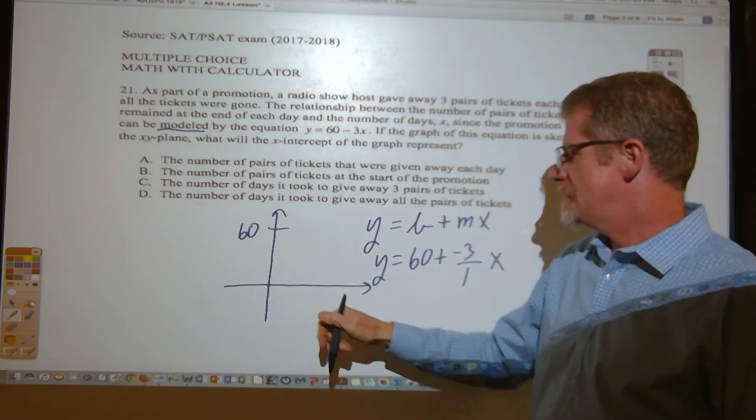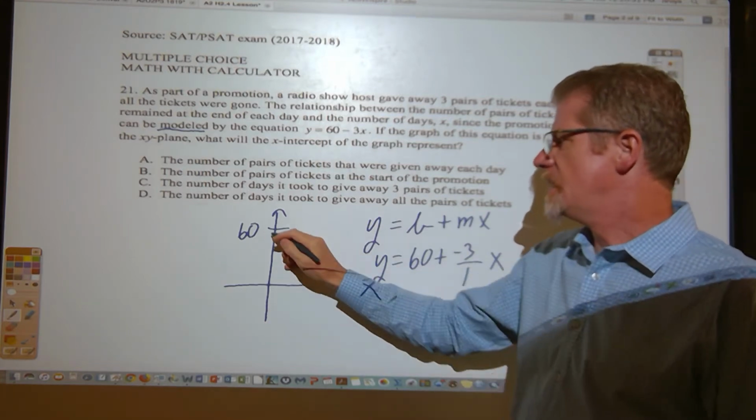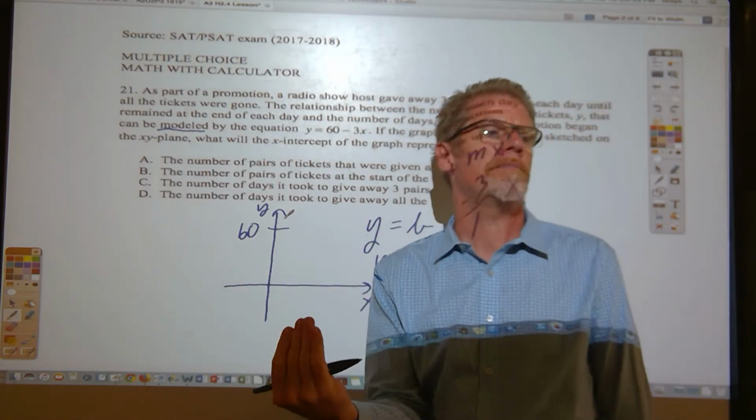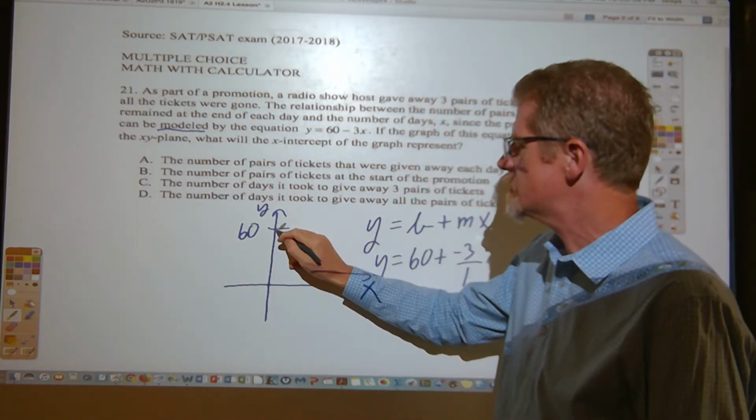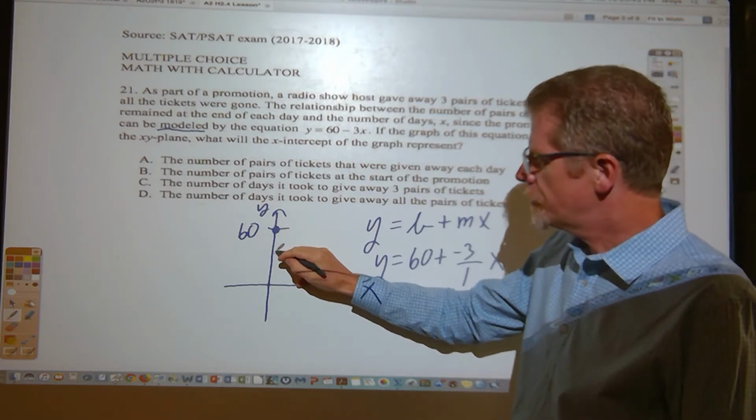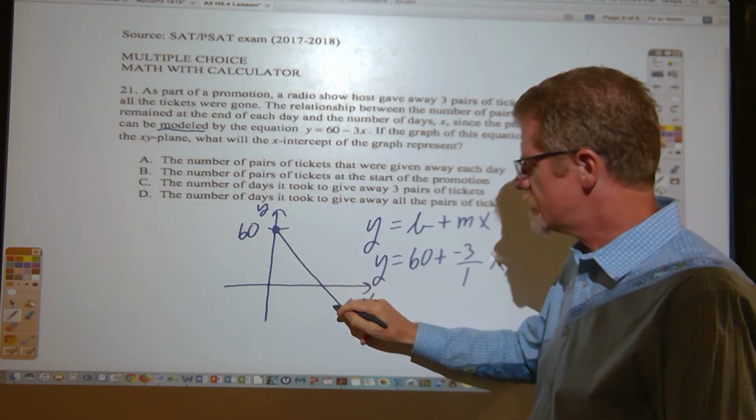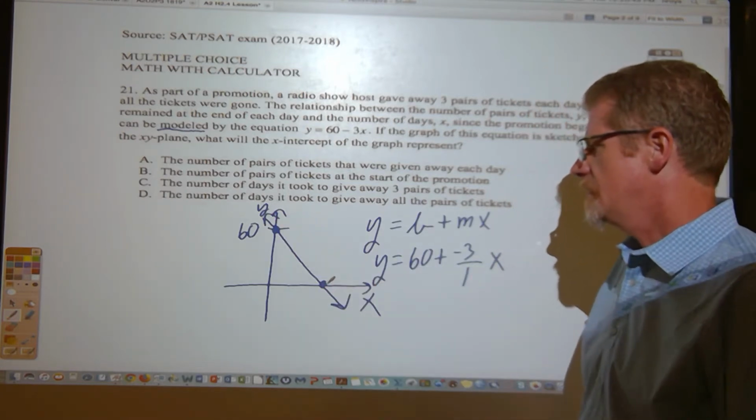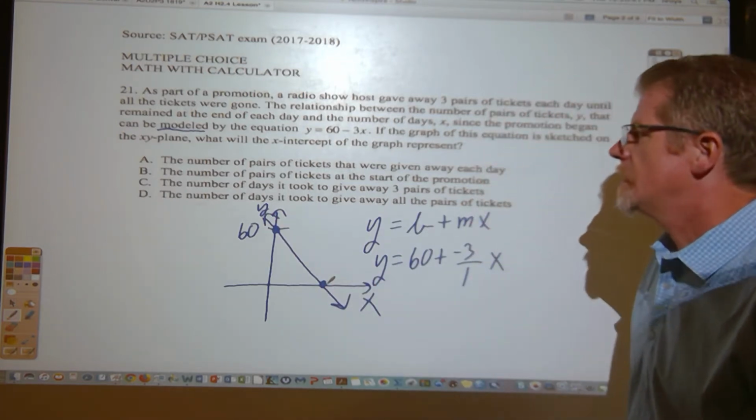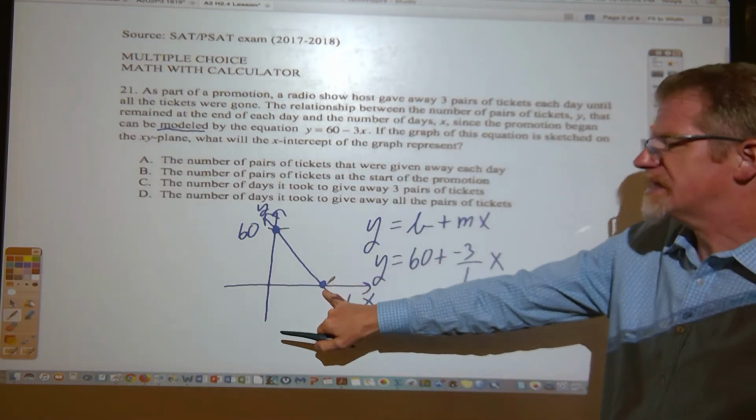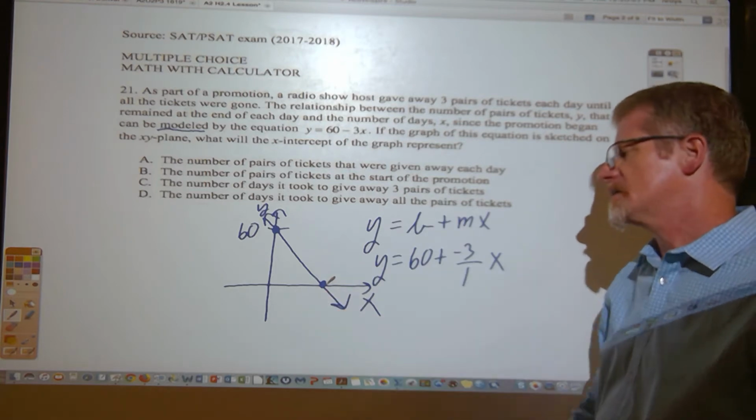So on day 0, if x is the number of days and y is the number of tickets, that means we begin this model with 60. We start out with 60 pairs of tickets. We go down 3 over 1. So we go down 3, right 1, and with a negative slope, we are going to hit the x-axis eventually. So they're not asking us to find that number. They're just asking, what does this x-intercept represent?